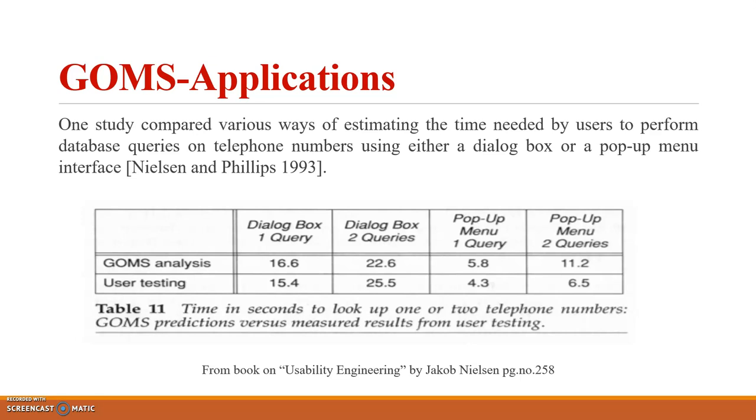As can be seen from the table, GOMS predictions were very close to the actual timing. In the first case you can see that 16.6 is the time calculated by the GOMS analysis, whereas the actual time was 15.4. So this particular method is very close to the actual timing. So the prediction by this GOMS method was very good.